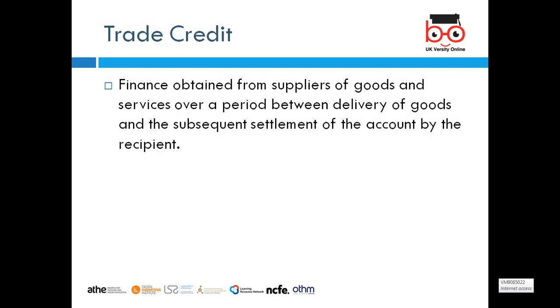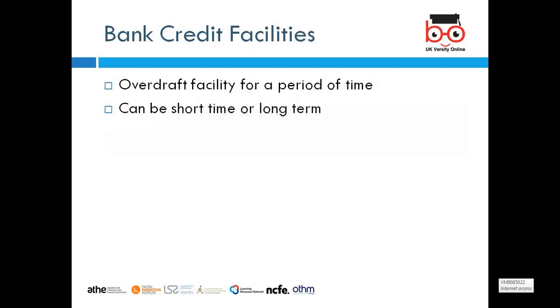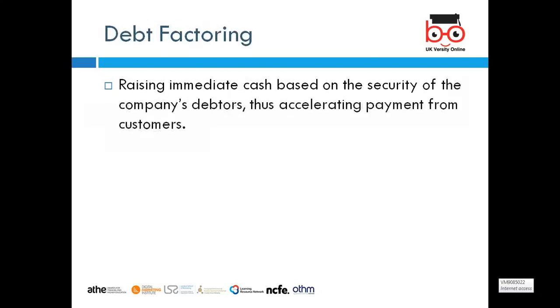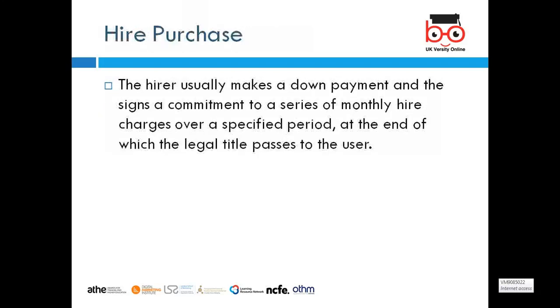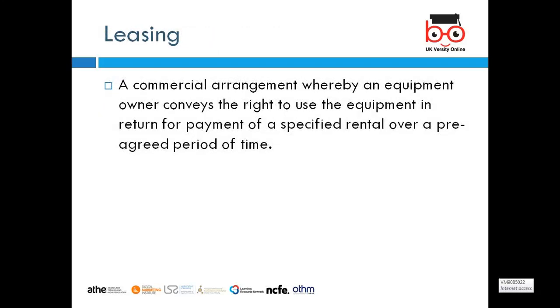So yeah, these are the explanations: trade credit, bank credit facilities, bank loan, debt factoring, invoice discounting, hire purchase, leasing. So we need to remember that there are two types of lease. One is called operating lease, one is a finance lease. What is the difference between finance lease and operating lease?